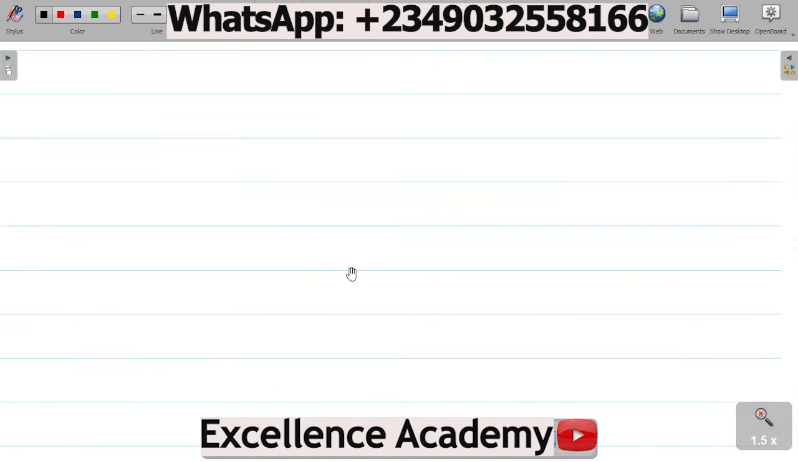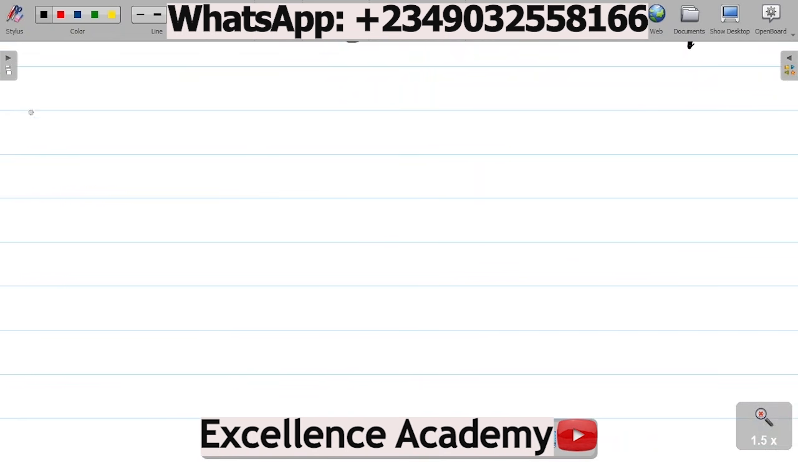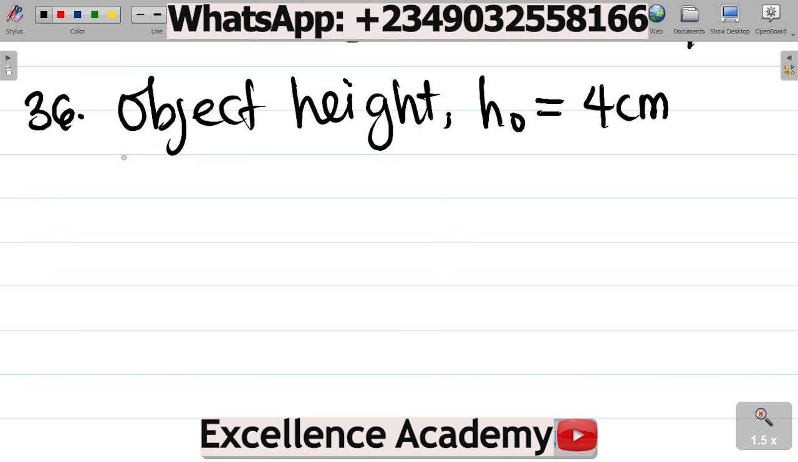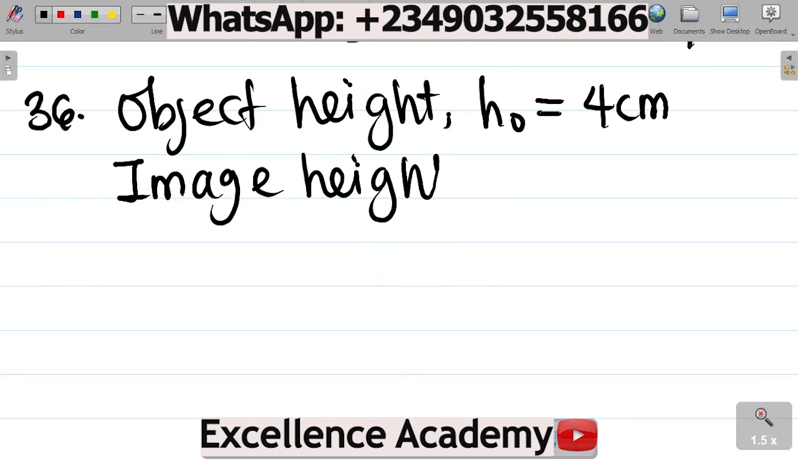For question 36, let's start with the parameters we have. The first thing we have there is the object height. Let's call this HO. The value there is 4 cm. Also, we're given the image height, HI, the value is equal to 2 centimeters.